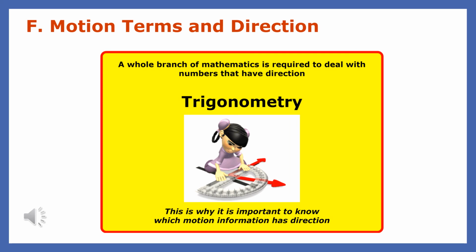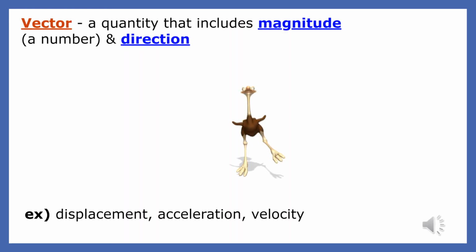Certain measurements in physics require not only a magnitude, but a direction. If a quantity requires a direction to fully describe it, we call it a vector. The last 3 motion words we discussed have been examples of vectors. You cannot fully describe an object's displacement, acceleration, or velocity unless you specify its direction.